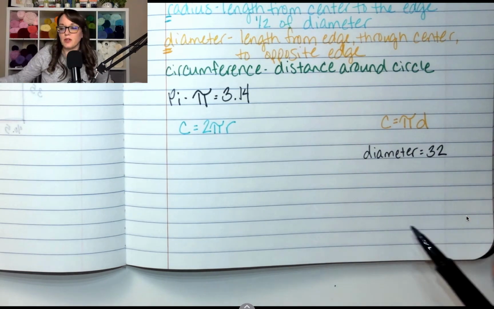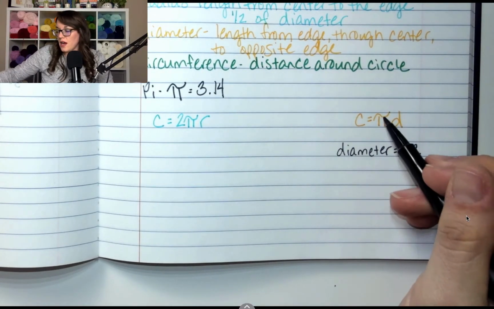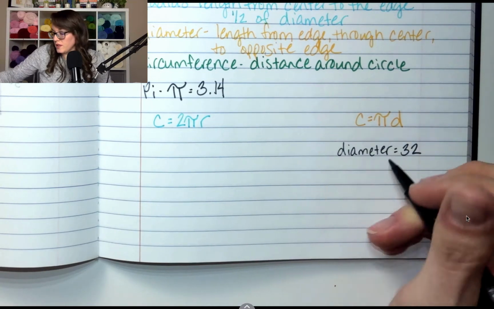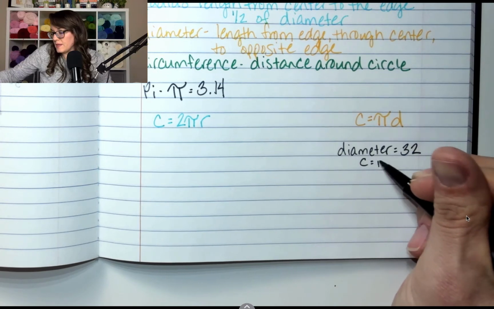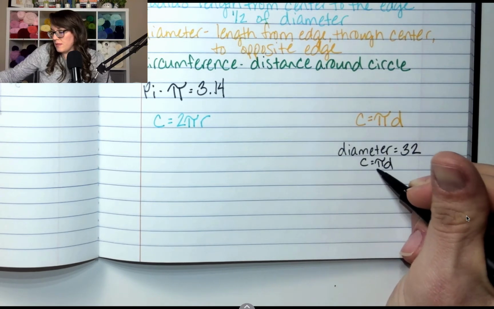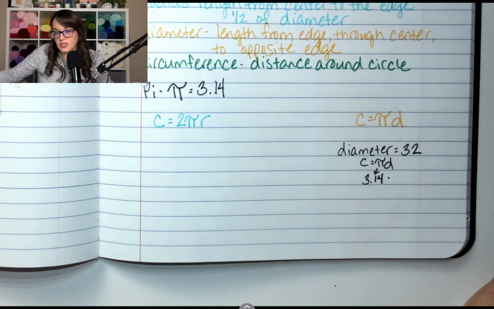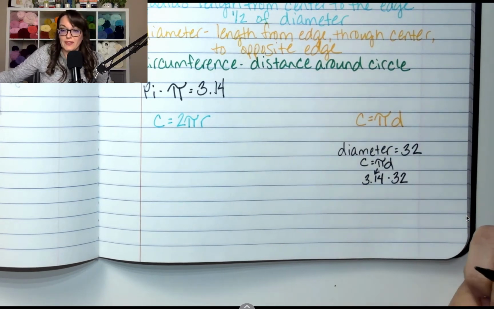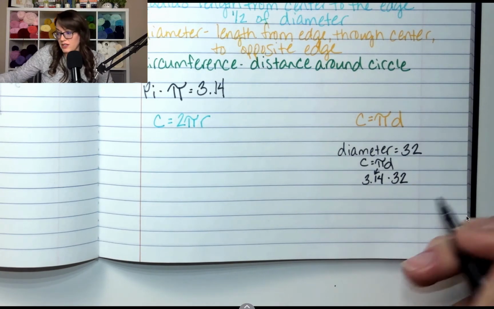If the diameter is 32, I'm going to take pi. Pi is 3.14. First, I'm going to write the formula. So C equals pi times D. Pi is 3.14. And how much is the diameter here? 32. And all you have to do here is multiply a decimal times 32.